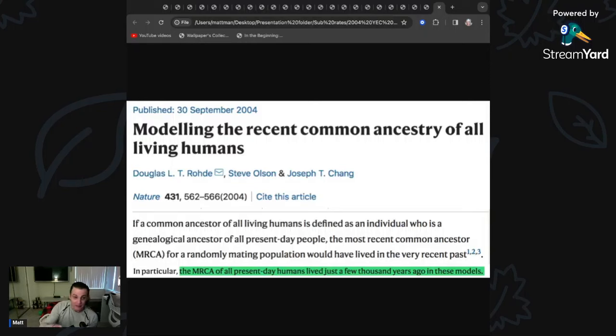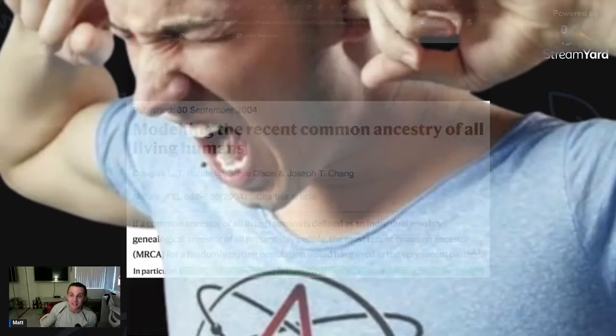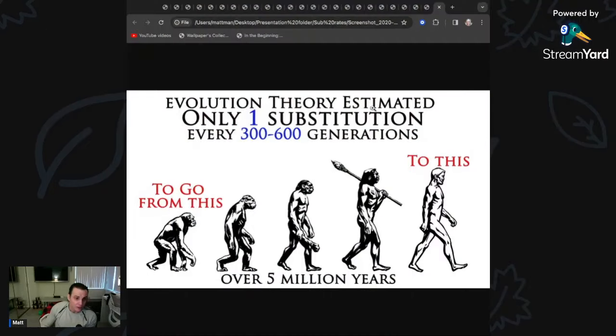They pooled everything together up until this point in 2004. And they said that the MRCA, most recent common ancestor of all present-day human beings, lived just a few thousand years ago in all of their models. So every time they ran it, they could only get it back a few thousand years, exactly what we would expect in the biblical time frame, in the biblical model. Even simulations agree with it. So evolution theory estimated one substitution every 300 to 600 generations to go from this to this. That is why they need to slow these rates down. It is devastating to them.